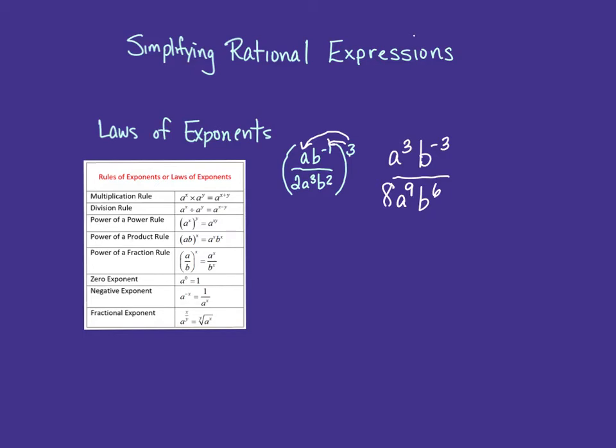So now that we have distributed that power to all parts of the expression, you can go ahead and simplify it. Since there is no numerical coefficient in the numerator, that's known to be 1. That can just stay there for now, and we'll move on to our a's. When you have a fraction bar here, that kind of means you're dividing, so we're going to subtract. It's 3 minus 9, which would be negative 6, or we would keep the 6 in the denominator.